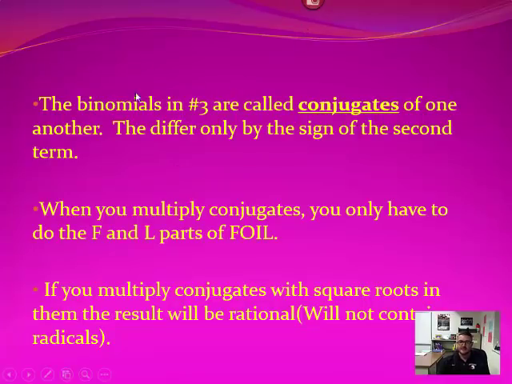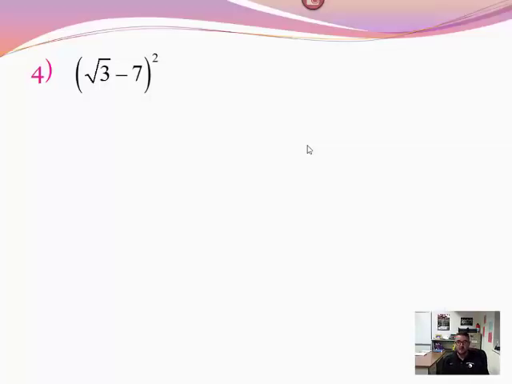Okay, so in that last example we saw the binomials, number 3, are called conjugates of one another. They differ by only the sign of the second term. So I just want to make you aware of that. In this example, we remember this is actually the square root of 3 minus 7 times the square root of 3 minus 7. It's your choice of writing it out or not. You just got to get it right.